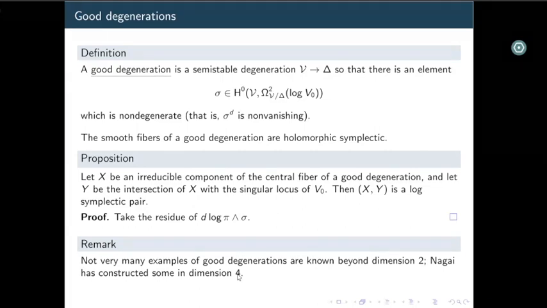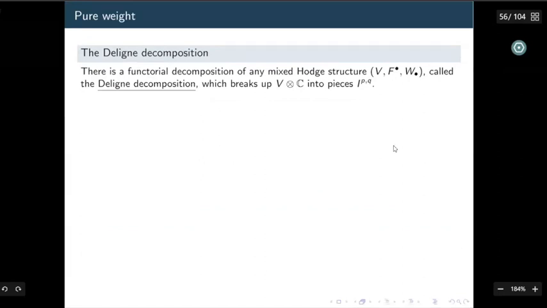Then you ask yourself, is this it? Do we just look at log symplectic pairs? Is there something more to look at when we want to think about the components of degenerations? As I said before, holomorphic symplectic is implied by hyperkähler, but hyperkähler is a stronger condition. So if I want to look at the degenerations of hyperkähler varieties, I can ask if there are any extra restrictions placed on the components. That's what I want to address now, in terms of mixed Hodge theory.